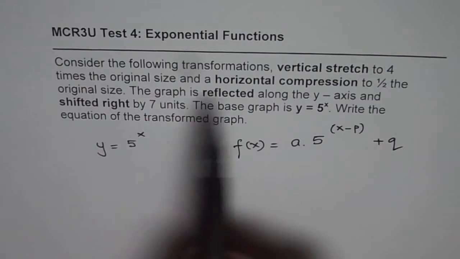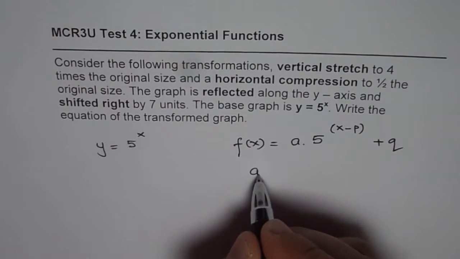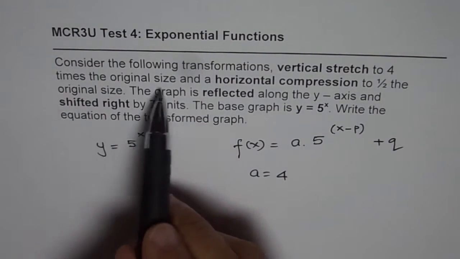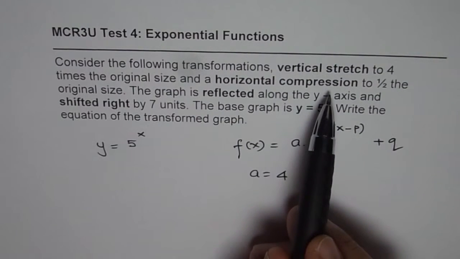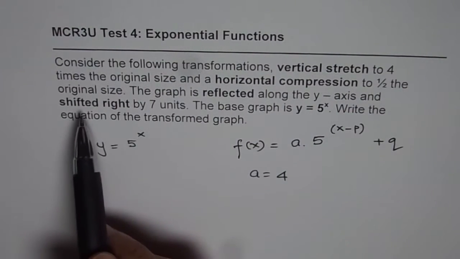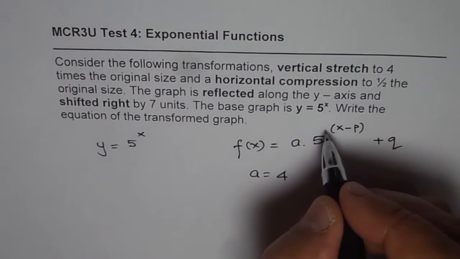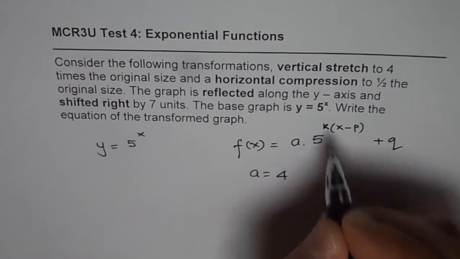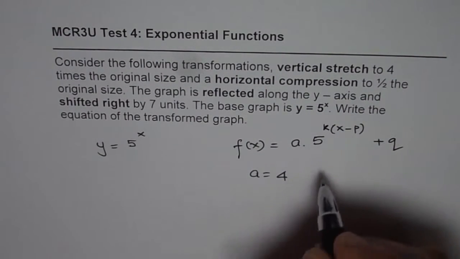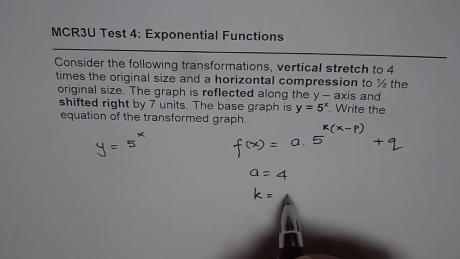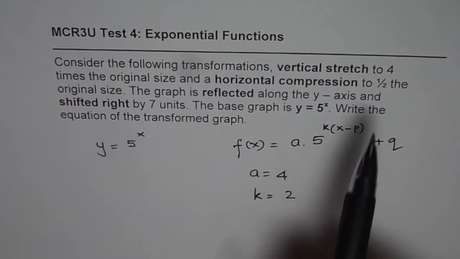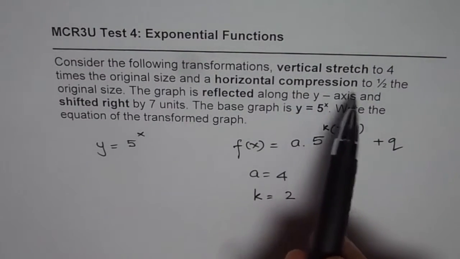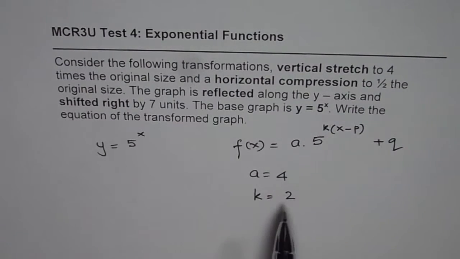Vertical stretch to 4 times, that means a equals 4. The horizontal compression to half the original size. So let me write here k, the horizontal compression, which I forgot to write. So the k value is 2, because it is half. Horizontal compression to half the original size, so k is 2.